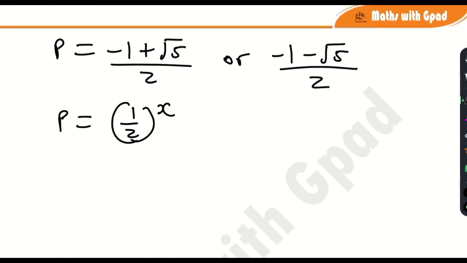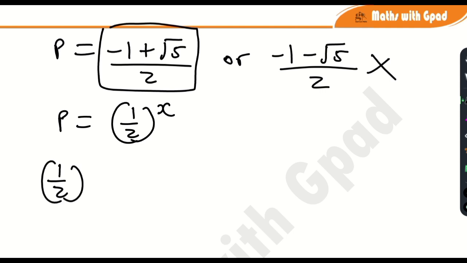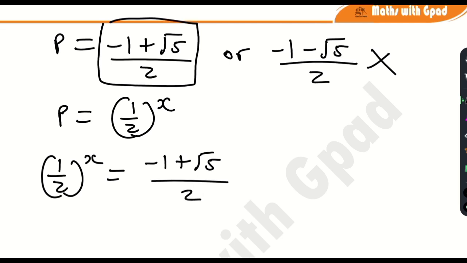Now, we cannot use this because this will give us a negative value. And P cannot be negative. So we are only going to use this value, which is -1 plus square root of 5 over 2. So we're only going to use this. So I have 1 over 2 all raised to the power x is equal to, what is P? P is what? -1 plus the square root of 5 over 2. Okay, what should I do next now?